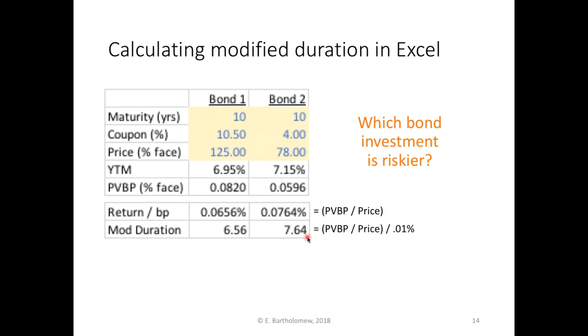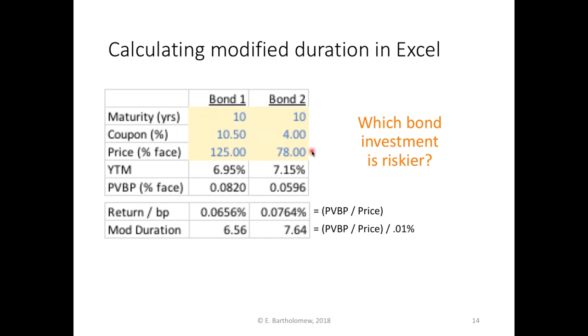Well, what's happening is, remember, modified duration is in return terms. So the price of bond 1 is higher. So yes, you're getting a bigger change for a 1 basis point move in bond 1 than bond 2. But as a percent of the value of the bond, actually bond 2 moves more. So you see the return, the gain or loss from that 1 basis point move, is higher for bond 2.